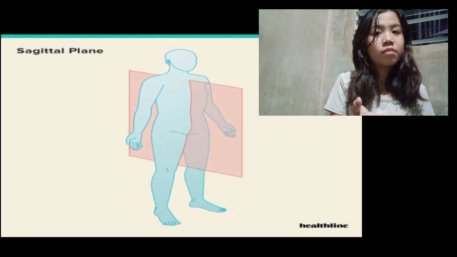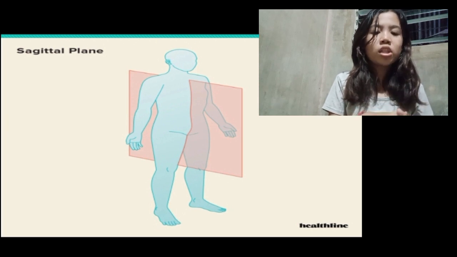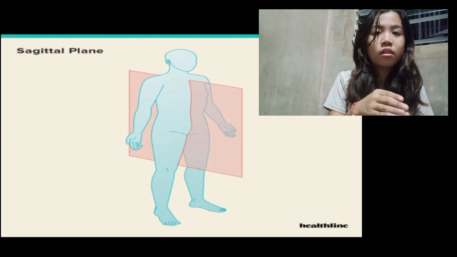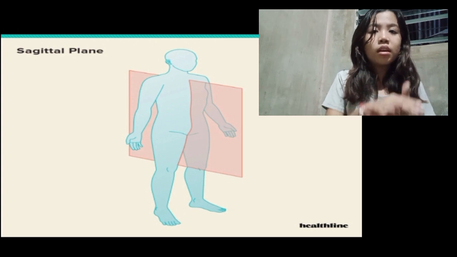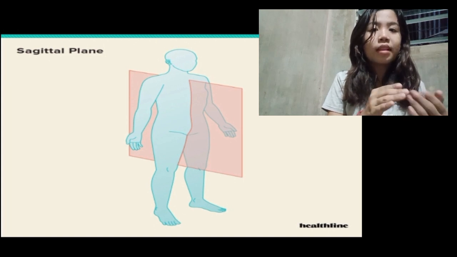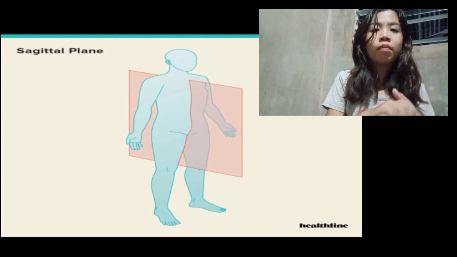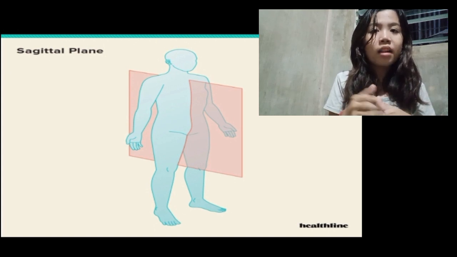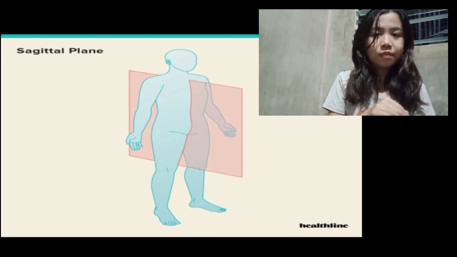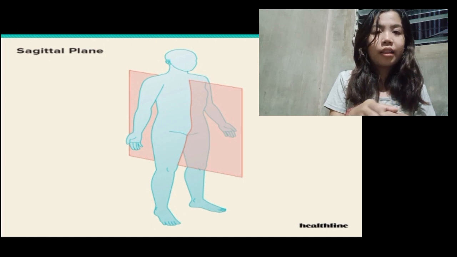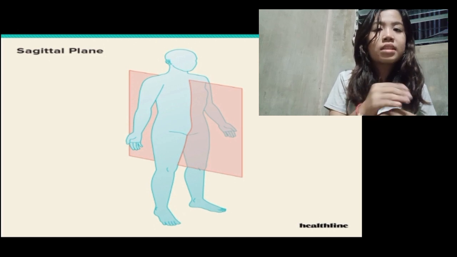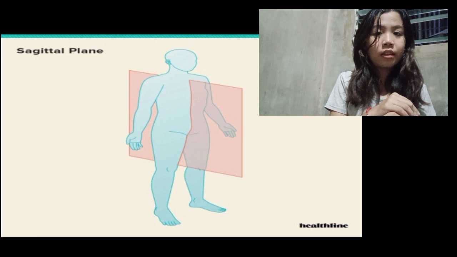In simple terms, if you were to imagine a line running down the middle of your body from the top of your head to the bottom of your feet, that line would be the median plane. Any other vertical plane that runs parallel to this line, dividing the body into right and left parts, is considered a sagittal plane.